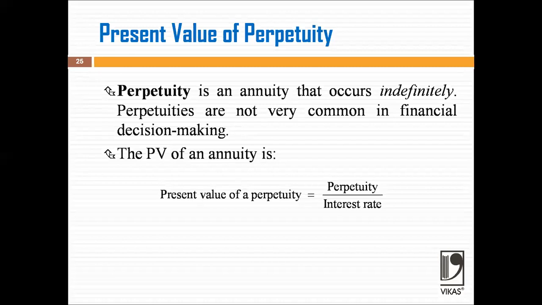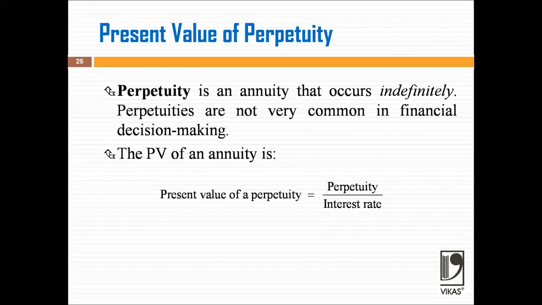For example, assume that you will get 10,000 rupees every year, but you don't know what the maturity period is. Every year, for your lifetime, until you live, you will get the same amount at the end of every year. So this is called perpetuity. We can't estimate how many installments we will get.